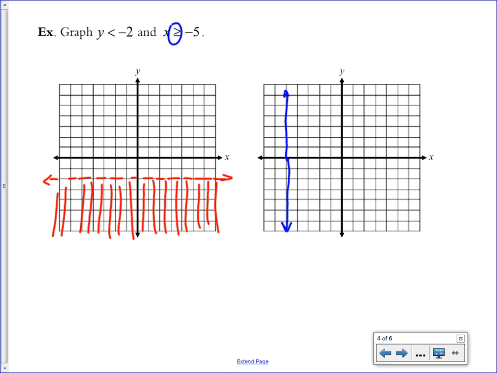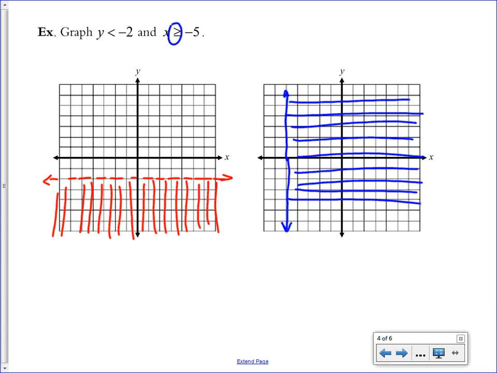I should be using a ruler to make that a bit neater, but that's the boundary line, and I'm supposed to shade everything greater than it. And so we're looking for x values that are greater than -5. We're going to be talking about everything on this side of our boundary line. And that is the solution set to that inequality.